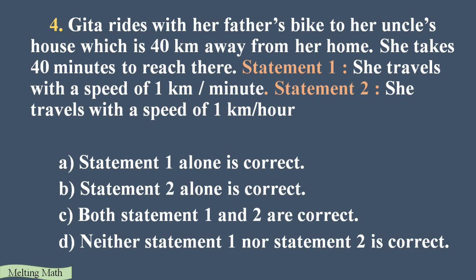Okay, just see, they gave the distance covered. We know average speed equal to distance covered divided by time taken. So distance covered is 40 km divided by the time taken, 40 minutes. So 40 km divided by 40 minutes, we get 1 kilometer per minute. So statement 1 alone is the correct answer. So option A is the correct answer.